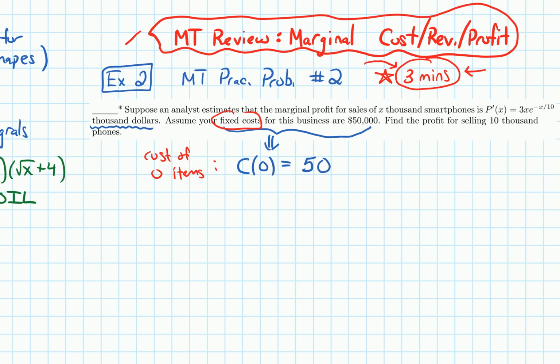Okay, and then what does the question want us to find? It says find the profit for selling 10,000 phones. So that means I need to take my profit function and plug in the quantity. The quantity is 10,000, but I have to think about units as well. It says that x is in thousands of smartphones. So I need to plug in 10 rather than 10,000, because x is in thousands.